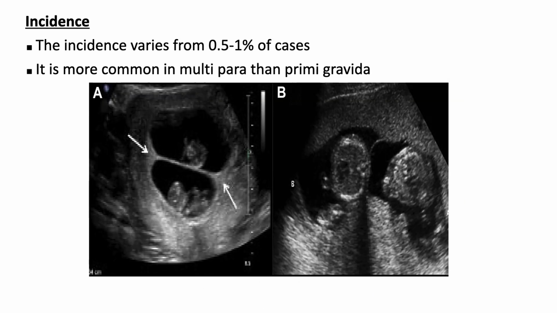Incidence. The incidence varies from 0.5 to 1% of cases. It is more common in multipara than primigravida. So you can see that most commonly it is seen in multipara comparatively with the primigravida. So this is the statistics or the incidence in relation to polyhydramnios.